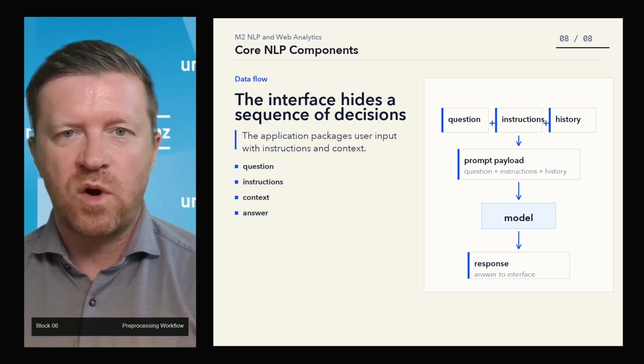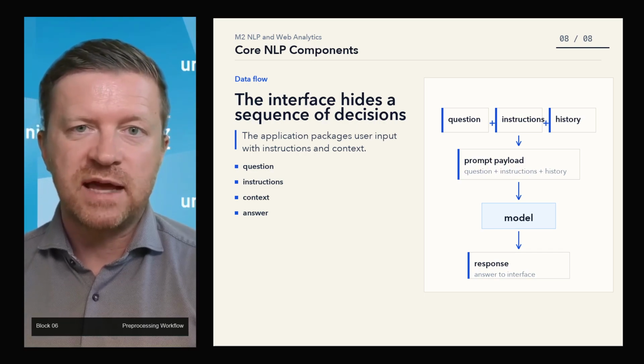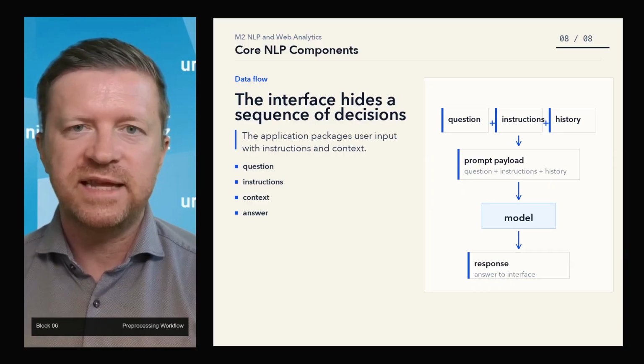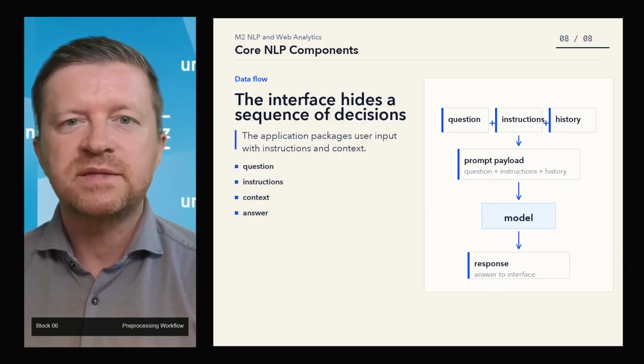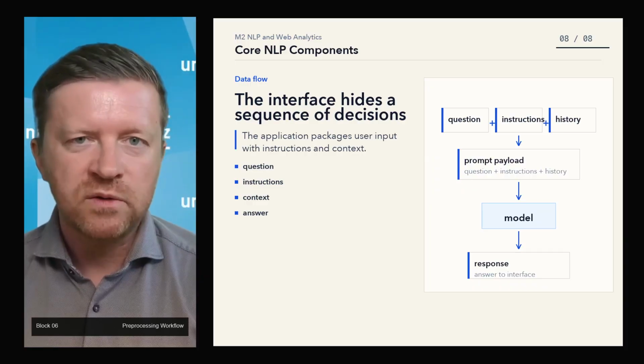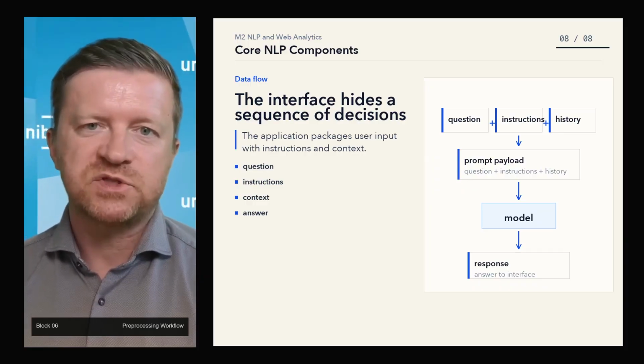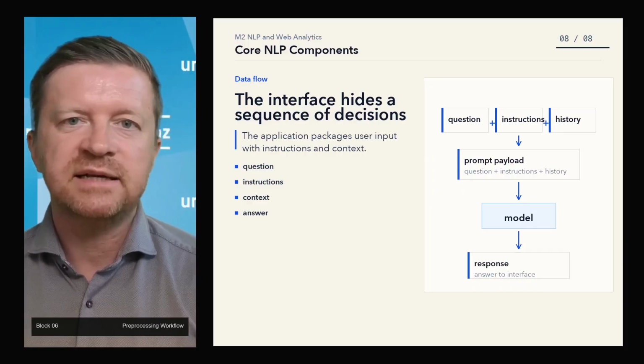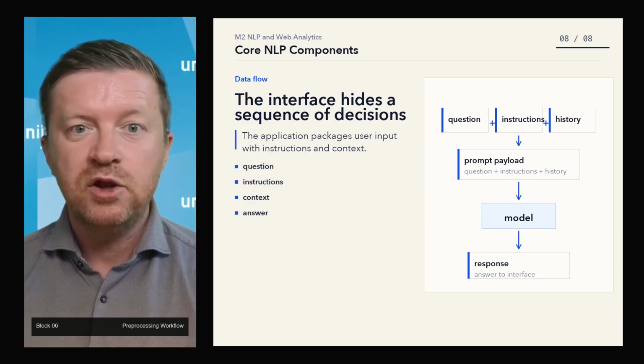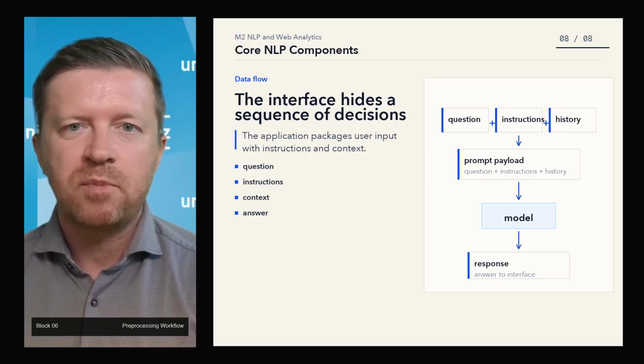The user writes a question. The application packages that question with instructions and, if needed, previous messages. The selected model produces a response. The application displays the response and stores enough context to continue the conversation. That loop is the foundation for many chatbot systems.